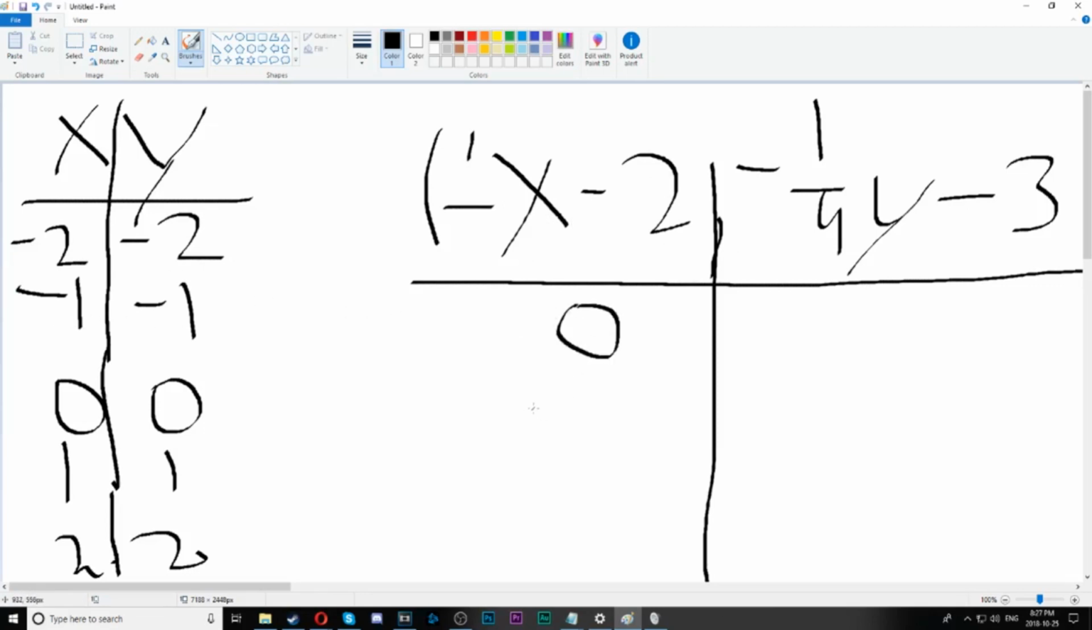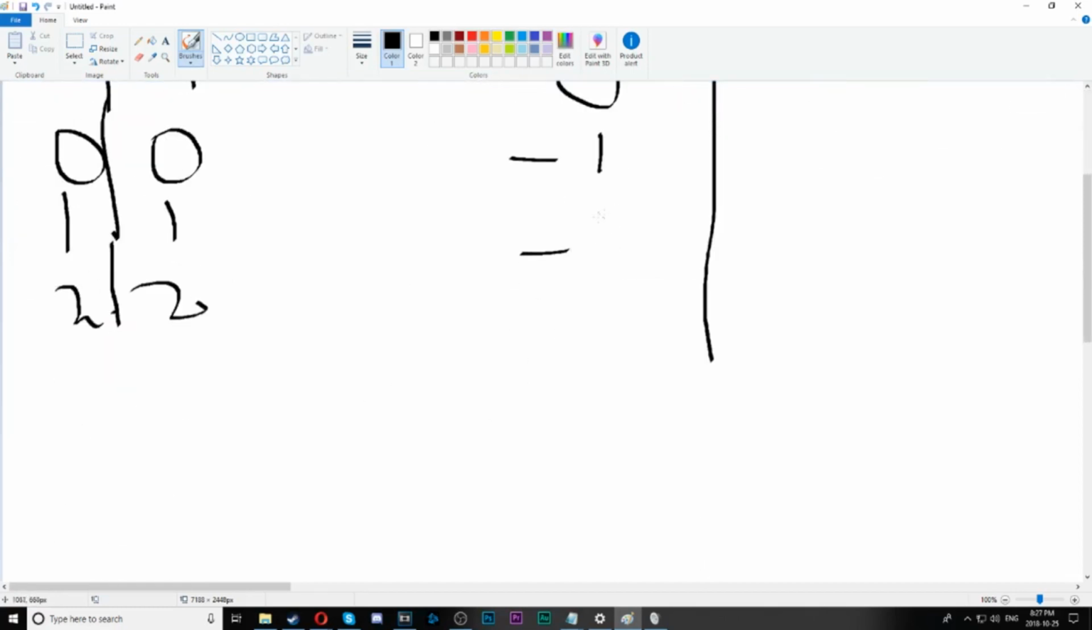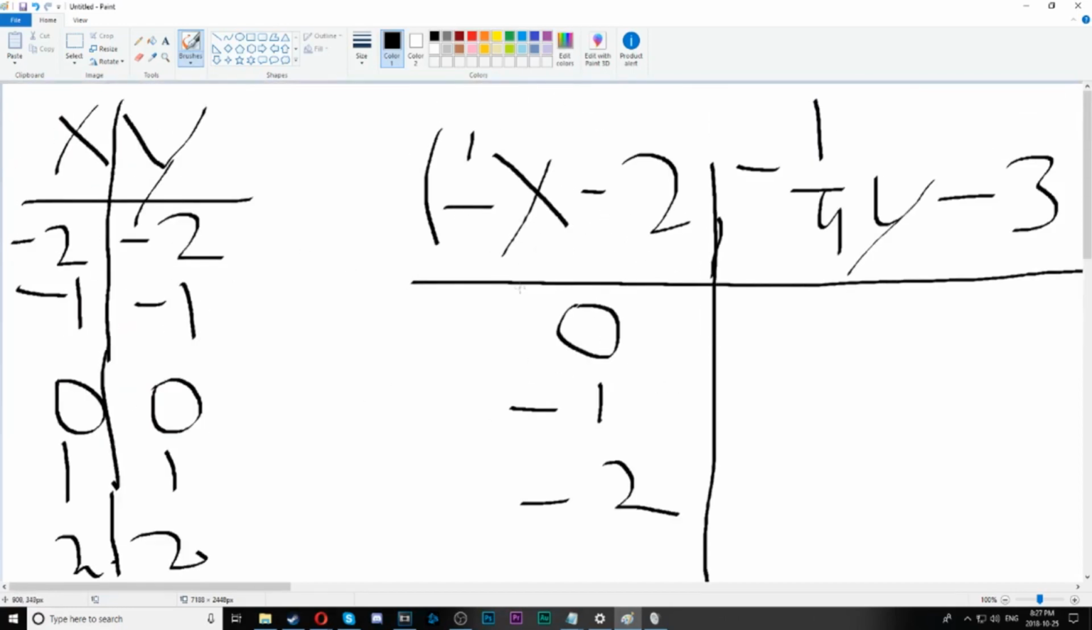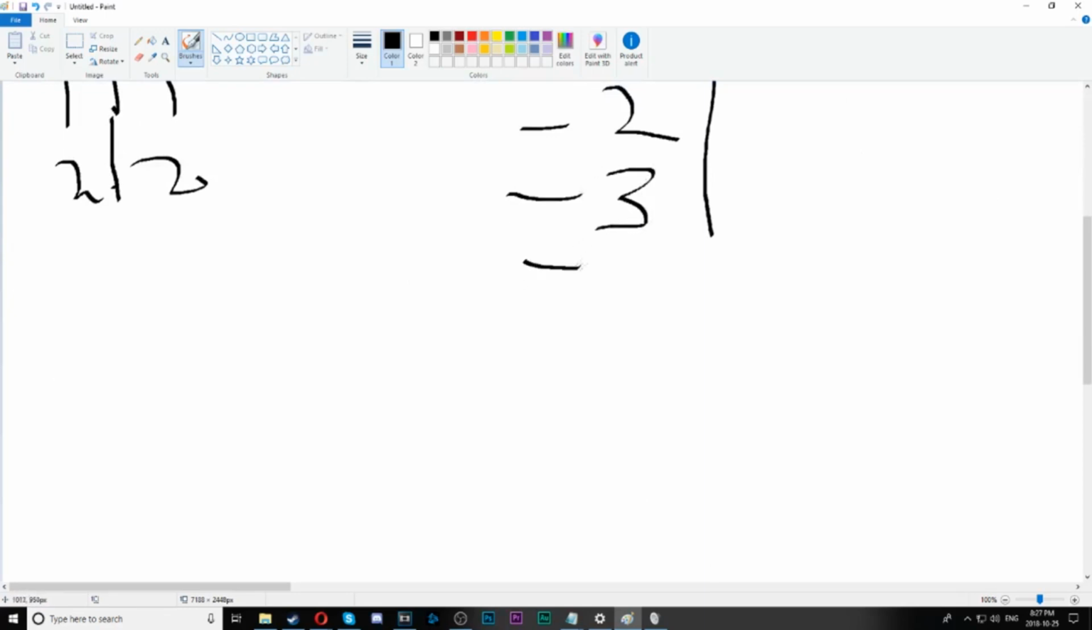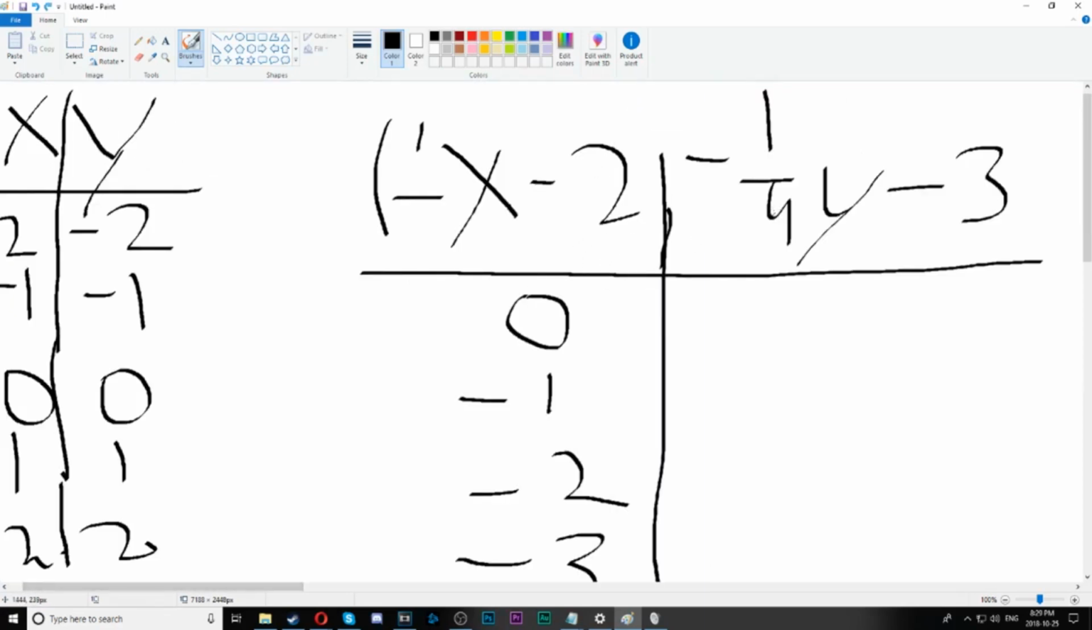It's going to be 1 and -1. This is going to be -2. This is going to be -3. And it's going to be -4. For this one, we just need to multiply by -1/4 and then subtract 3. So -2 multiplied by -1/4 is going to be positive 0.5, and subtract 3 is going to be -2.5.